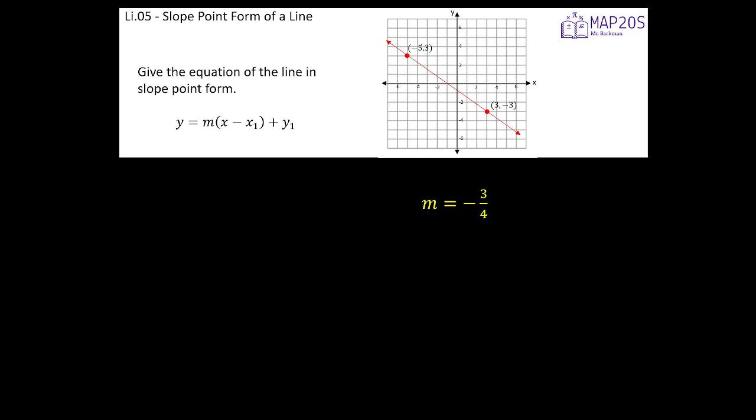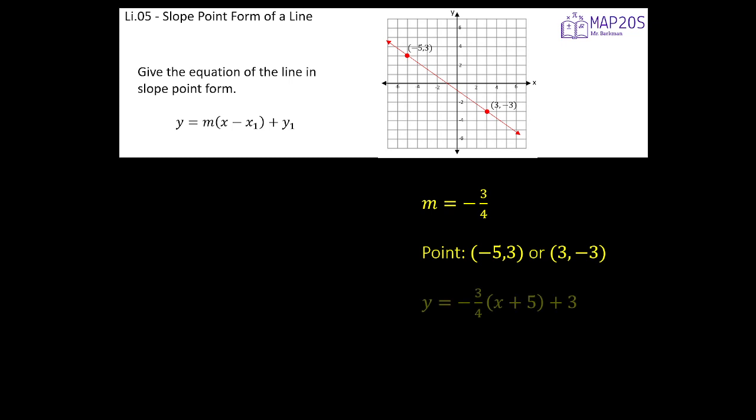You might have gotten -6/8, but remember to simplify that because we always want to make it the simplest fraction possible. Now, the point that you're going to use will depend on which one you want to use. Did you want to use -5, 3, or did you want to use 3, -3? Or you might have looked at this graph and said, hey, look, -1, 0 is also a point. Could have used that as well. Whatever point you decide to use, you're going to come up with the same equation.